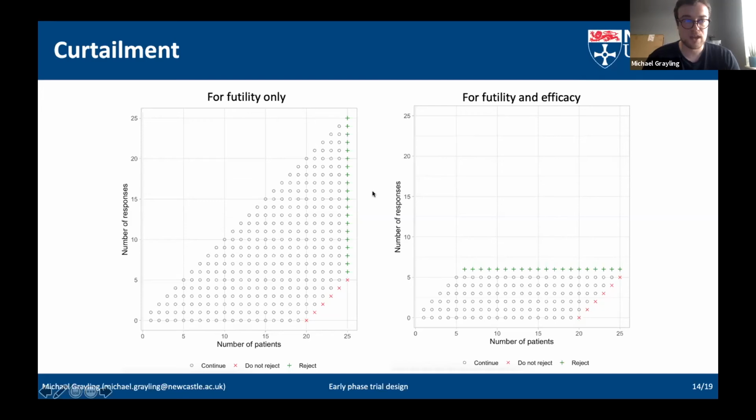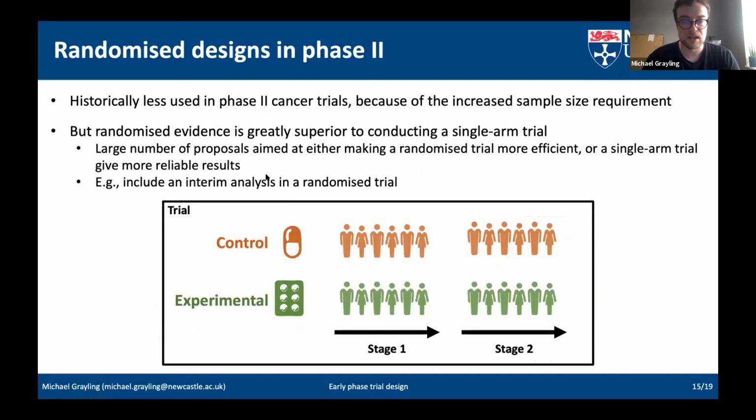So that's one way then of making a single arm trial more efficient. But I'm just going to conclude now by going through a couple of options for randomized designs in phase 2. So while these have, as I said, historically been used a lot less in phase 2 cancer trials, because of the increase in sample size they require, typically, if you're keeping the error rates constant, a randomized trial will need about 4 times as many patients as a non-randomized study.